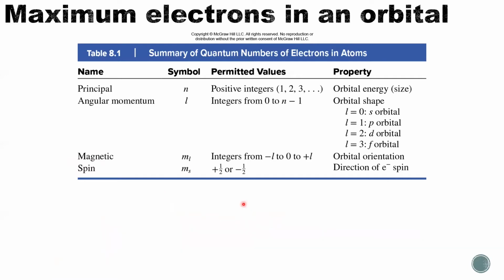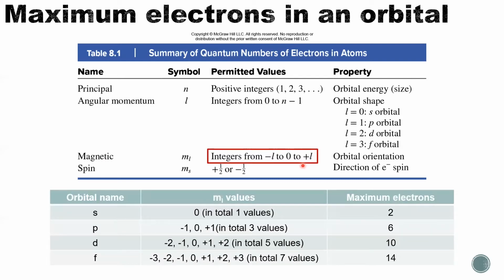As students, you are expected to be able to calculate the maximum number of electrons in an orbital or in a group of orbitals. Usually we look at the magnetic quantum number, integers from negative l to positive l, right? I listed a table here summarizing the number of orbitals in s, p, d, and f orbitals. In an s orbital, we can only have m sub l equal to 0, so we have a total of 1 orbital. So the maximum we can have is 2 electrons.